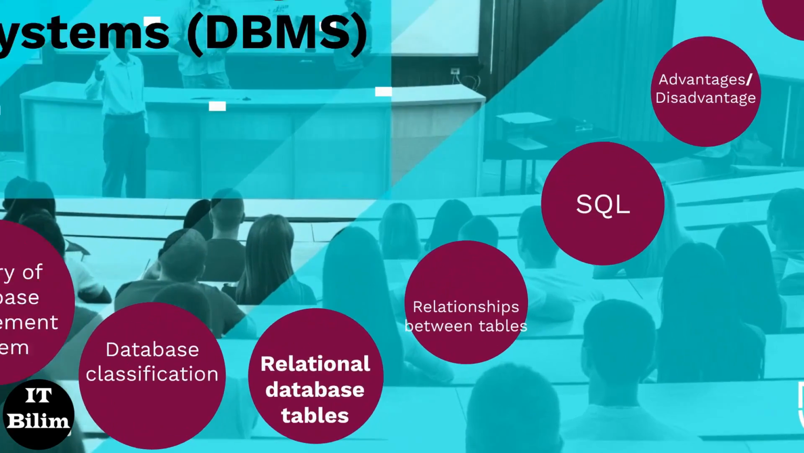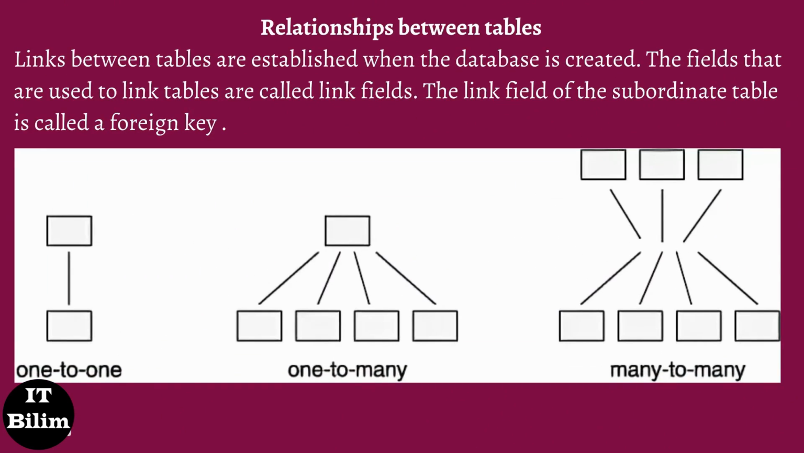Relationships between tables. As a rule, a relational database consists of a set of interconnected tables, some of which are master, others are subordinates. Organizing a relationship between tables is called linking or joining tables. Links between tables are established when the database is created. The fields that are used to link tables are called link fields. The link field of the subordinate table is called a foreign key. There are the following types of relationships between tables: one-to-one relationship, one-to-many and many-to-one relationships, a many-to-many relationship.